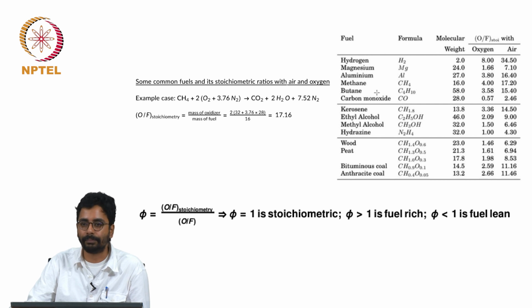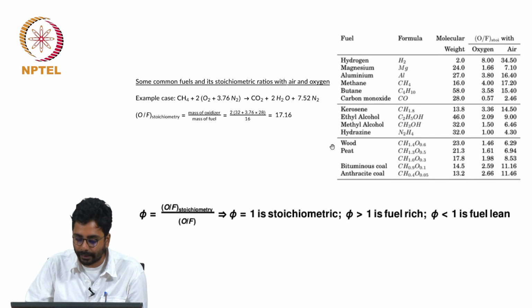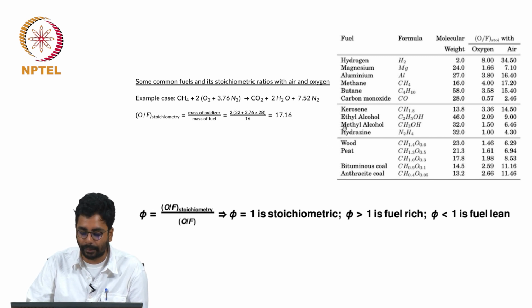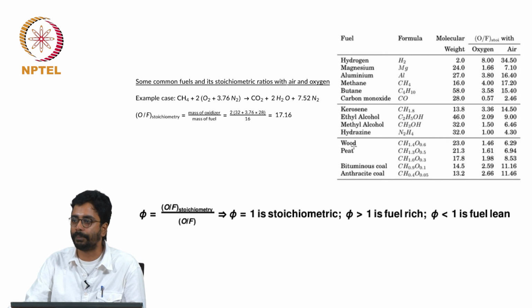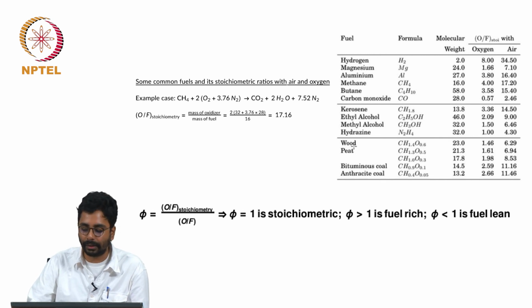Aluminum, magnesium, even boron is considered as a fuel in these rocket propellants. Other unusual fuels here which are not hydrocarbon based include hydrazine, which we saw as a monopropellant that is used in small liquid propulsion systems.